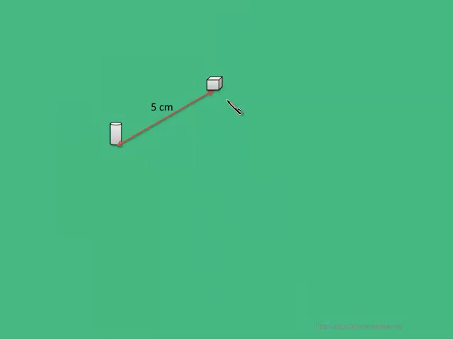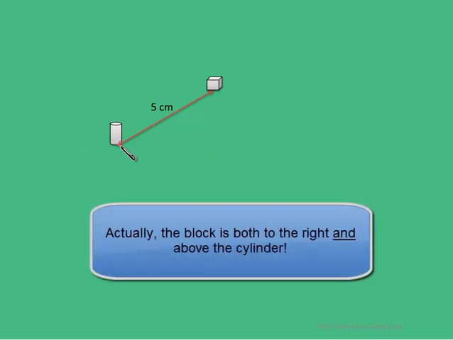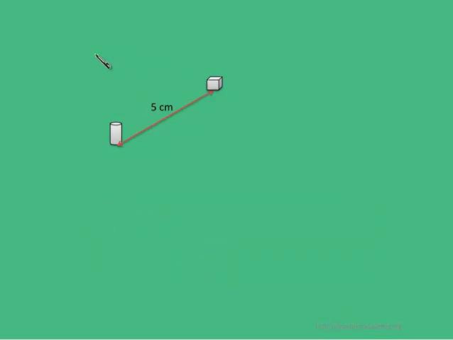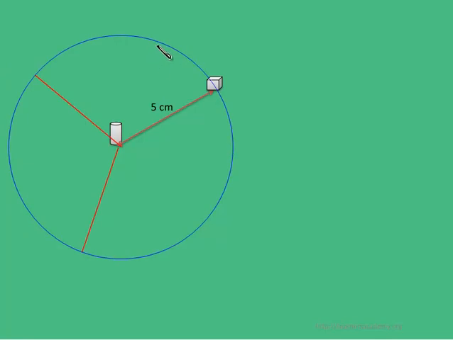So how do we, in a case like this, express the position of this block? We can't simply say it's 5 centimeters away from the cylinder. Note that in the previous cases we were able to say that it's 5 centimeters to the right of the cylinder, but here it's neither to the right nor the left, nor is it above or below. So simply saying that it's 5 centimeters away opens up the possibility of it being anywhere along the circumference of a circle of radius 5 centimeters whose center is right here. So simply saying that it's 5 centimeters away means that it could be anywhere along this blue line.